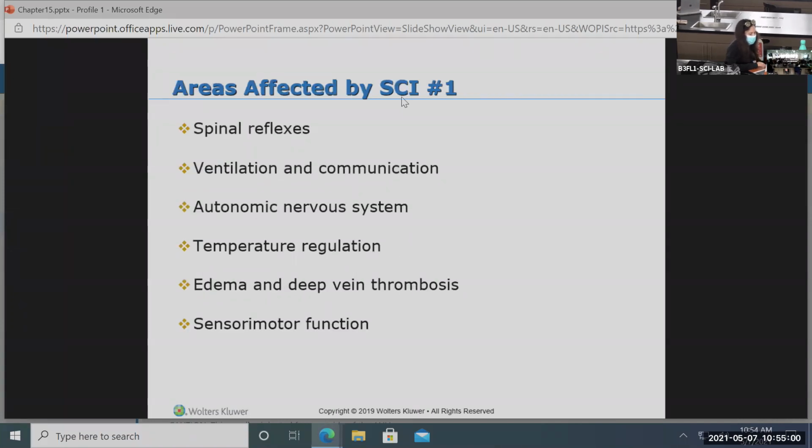Highlight all of them. Areas affected by spinal cord injury. This is slide 1 and this slide 2.